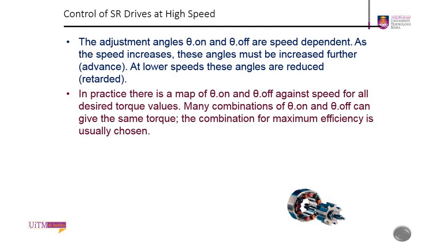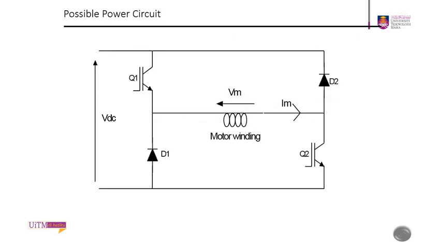So the possible power circuit that can be used is a simple half bridge design. So you have your Q1, Q2, and so this will be the possible power circuit.